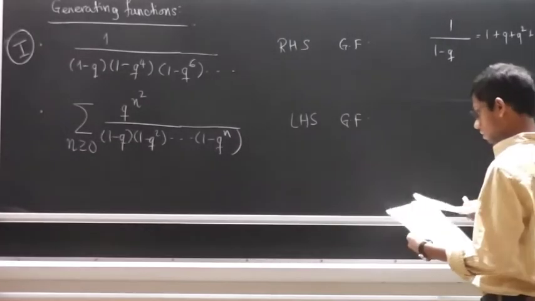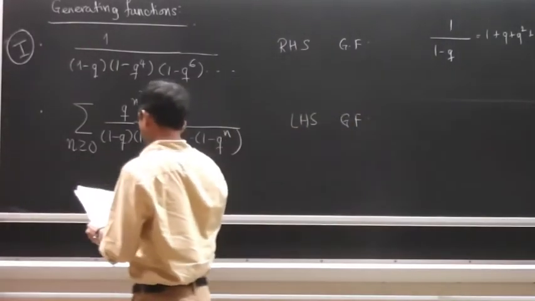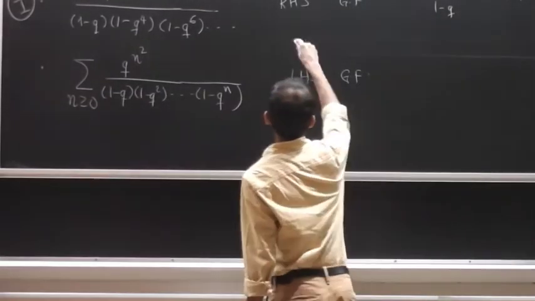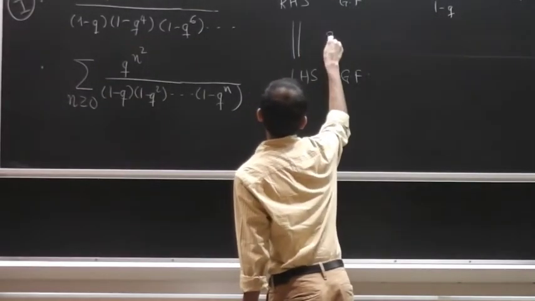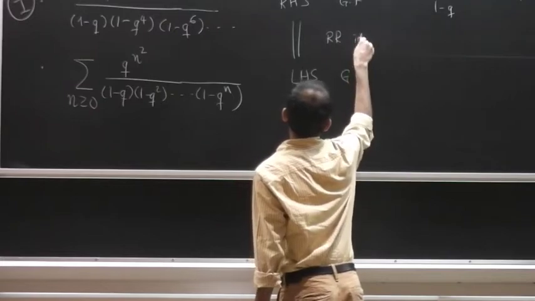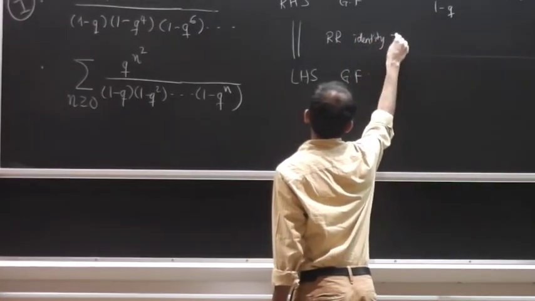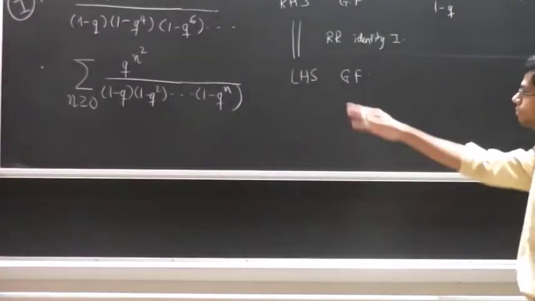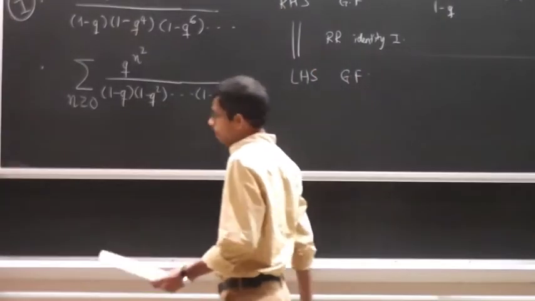All right. And of course, the equality here is the Ramanujan identity 1. So that equality is the same as the equality there.